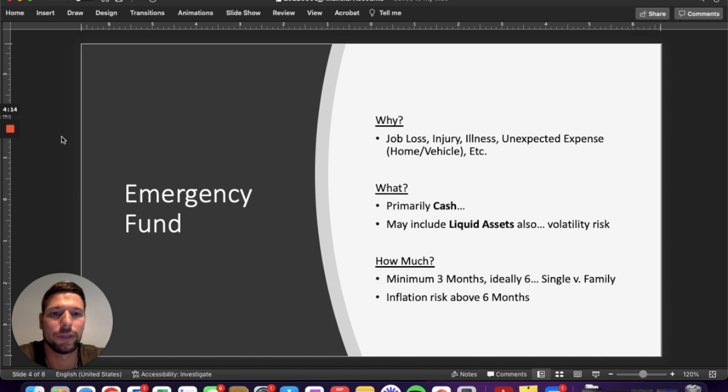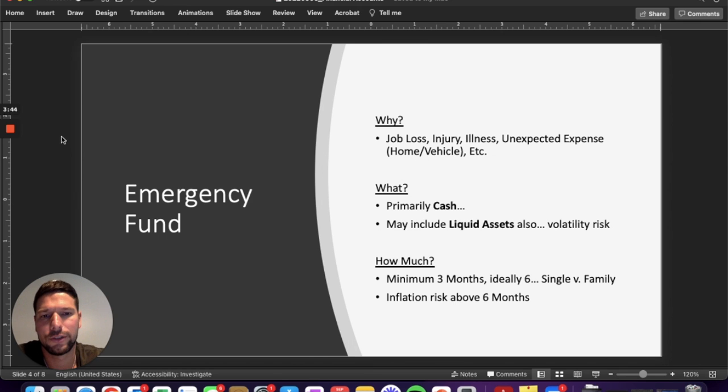Depending on your situation, it may also include liquid assets, things like stocks or gold that can be easily converted to cash. But the issue here and the risk here is that there's volatility with those assets. So as you've probably seen recently, the stock market has been going up and down a significant amount on a daily basis. So depending on when you need that cash, if the market is down for your liquid asset, then you might not have as much of an emergency fund as you initially thought you did.